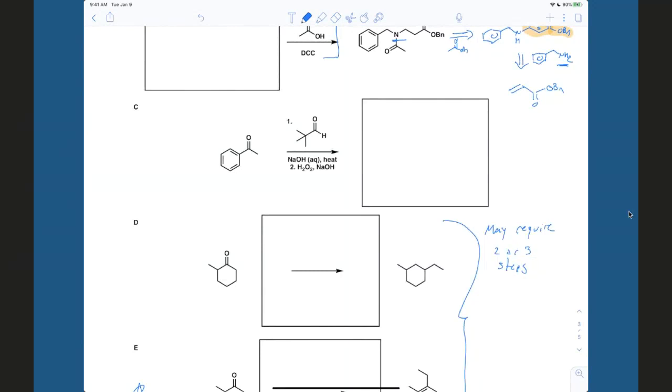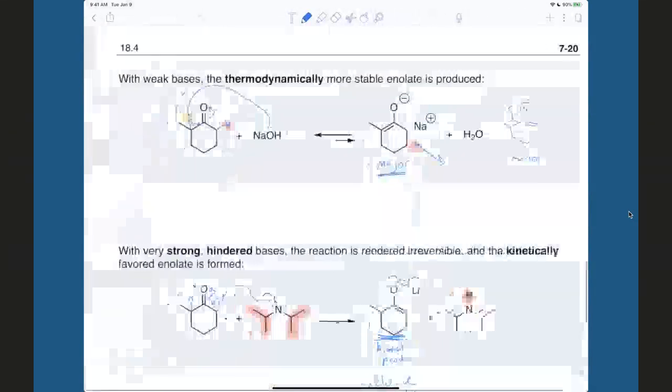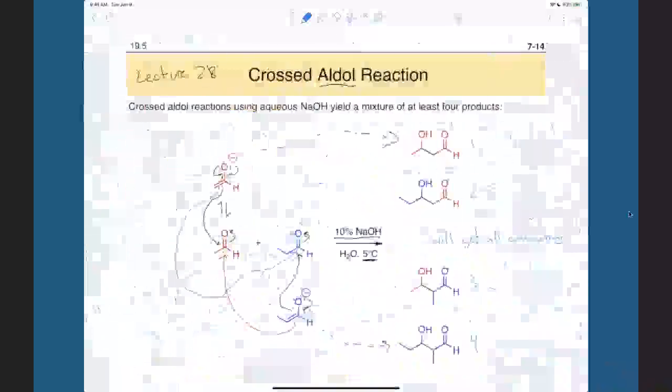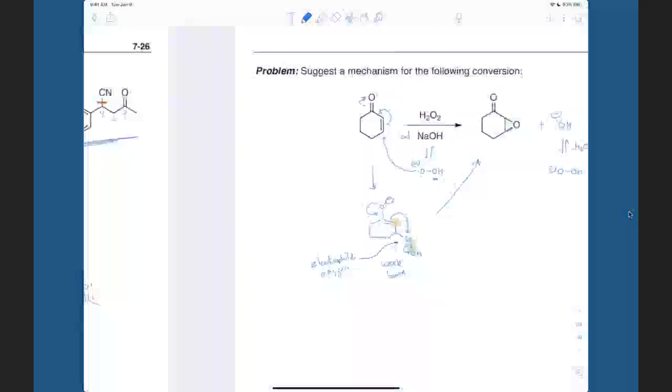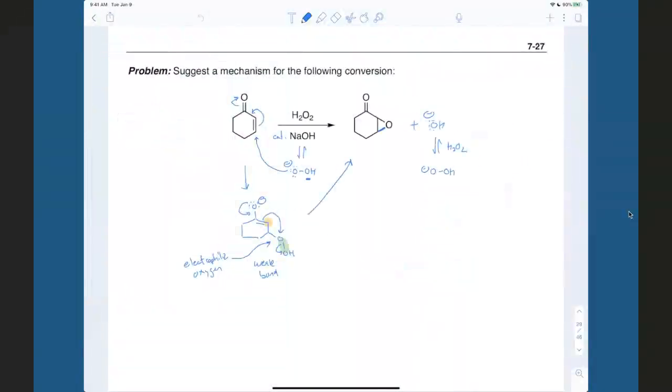So the second step of 10C. This had a slide dedicated in the notes, so I'm going to go see if I can find them quickly. So I have all of it drawn out already. I think this was in lecture 29. Oh, here's where we show conjugate additions of amines. Here's where we show cuprates as well. Ah, here we go.